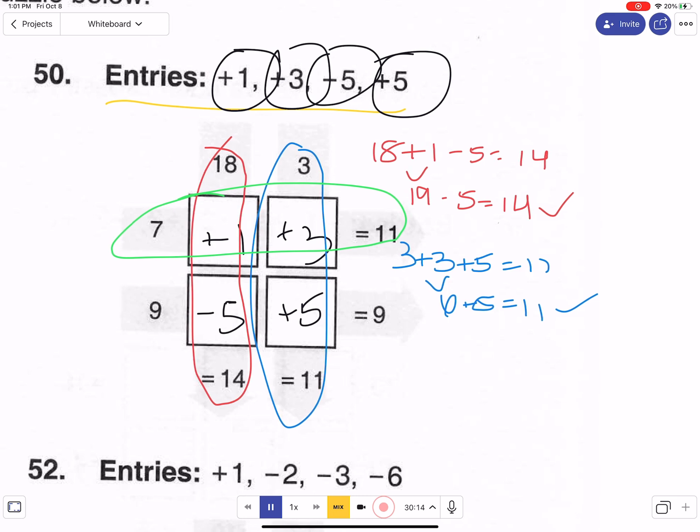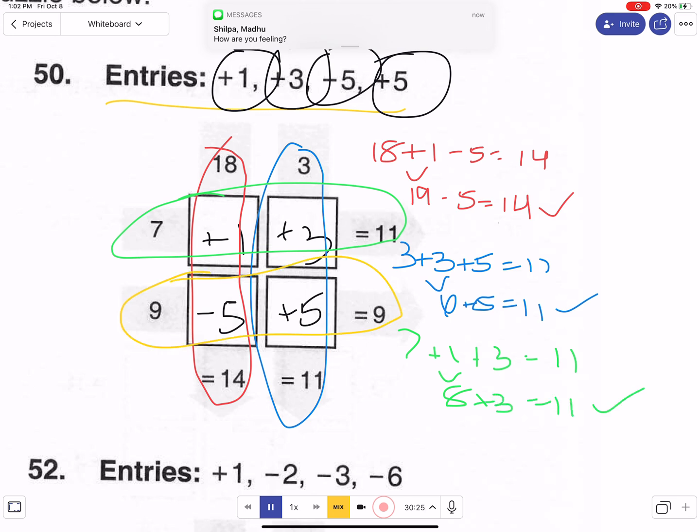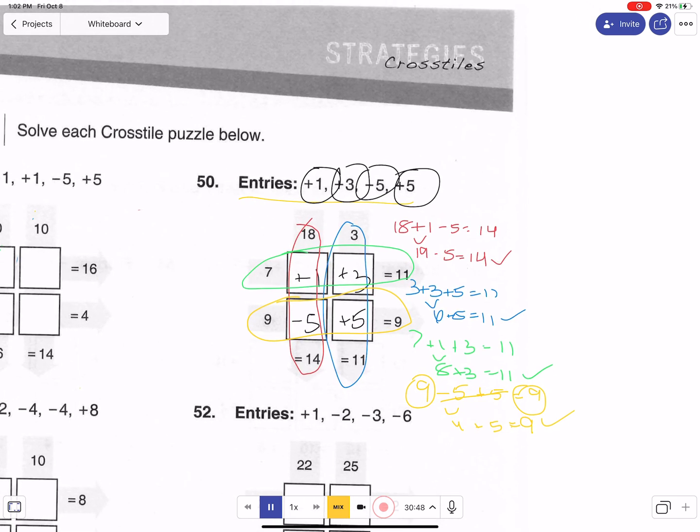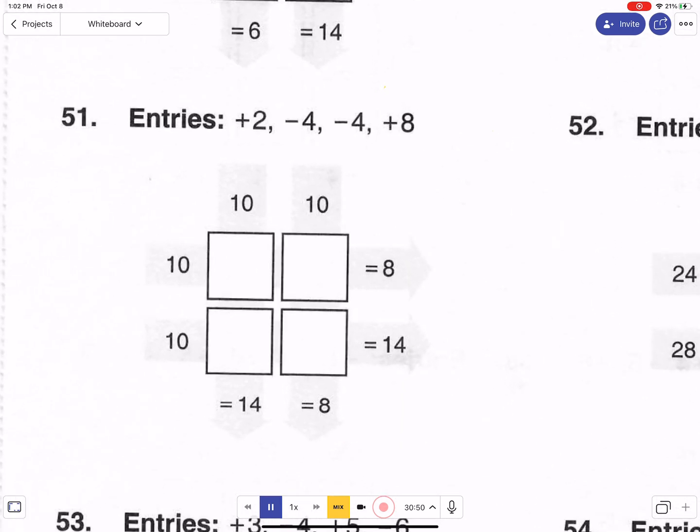First row, 7 plus 1 plus 3 equals 11. 8 plus 3 equals 11. That's correct. Second row, 9 minus 5 plus 5 equals 9. 4 plus 5 equals 9. Another trick to do this is negative 5 plus 5 would be 0, so 9 equals 9. So that would be our answer. We're going to hop on over to our next problem.